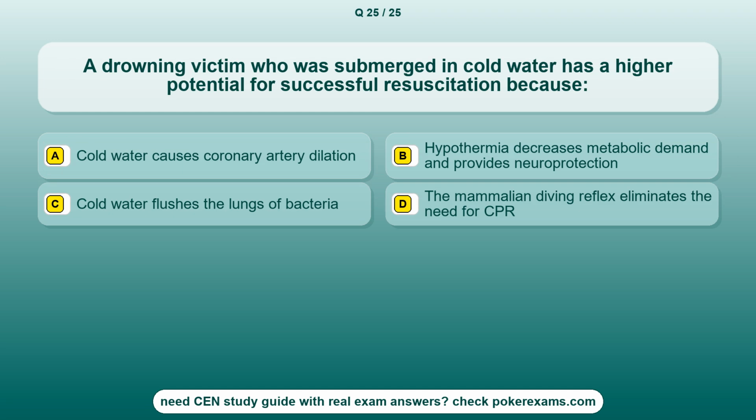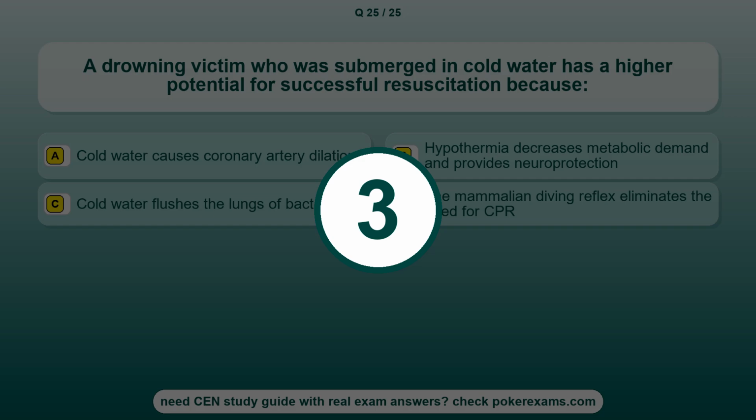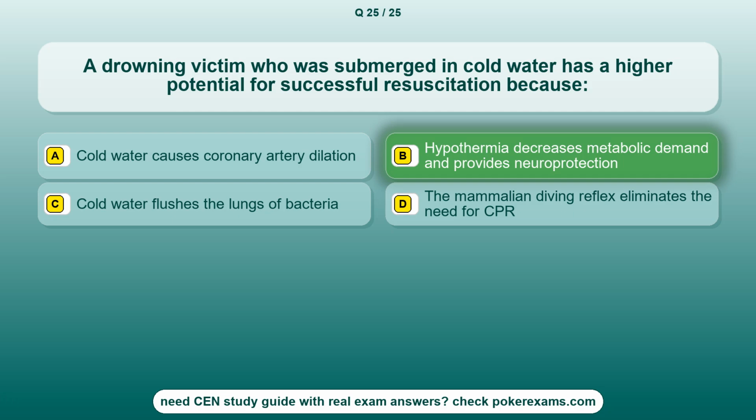Question 25. A drowning victim who was submerged in cold water has a higher potential for successful resuscitation because option A, cold water causes coronary artery dilation. Option B, hypothermia decreases metabolic demand and provides neuroprotection. Option C, cold water flushes the lungs of bacteria. Option D, the mammalian diving reflex eliminates the need for CPR. The correct answer is option B. Hypothermia decreases metabolic demand and provides neuroprotection.